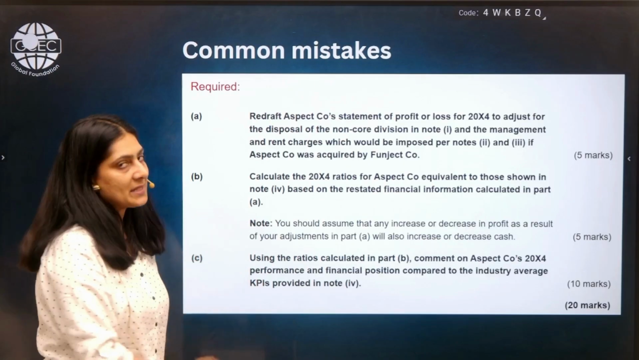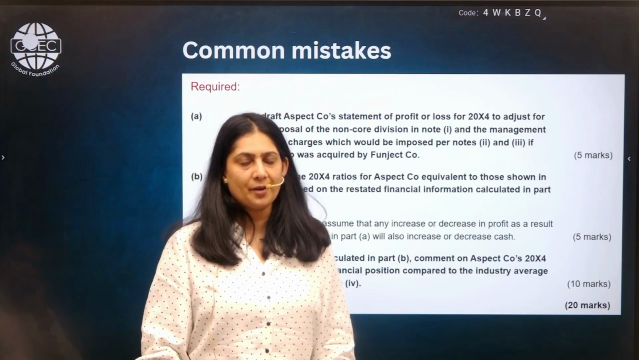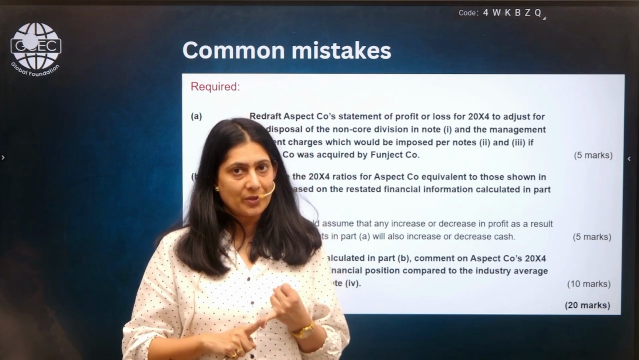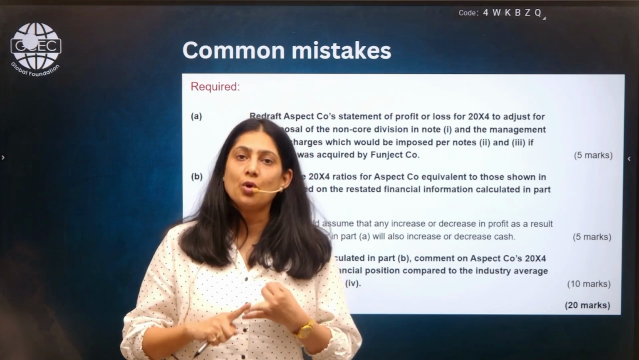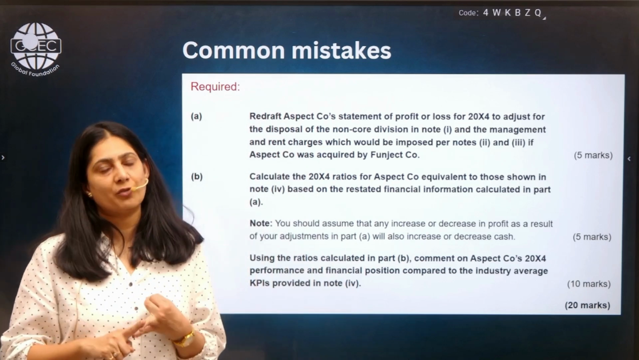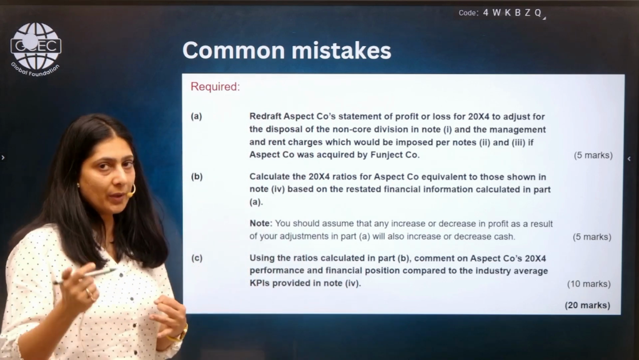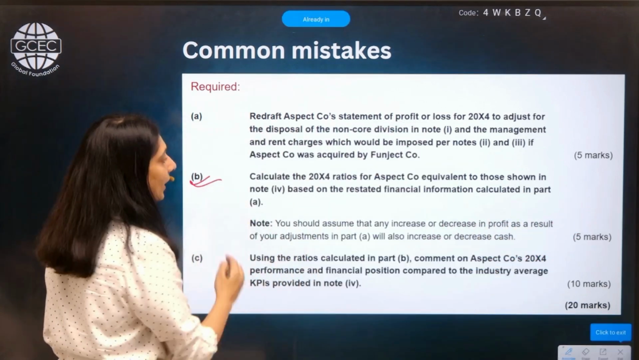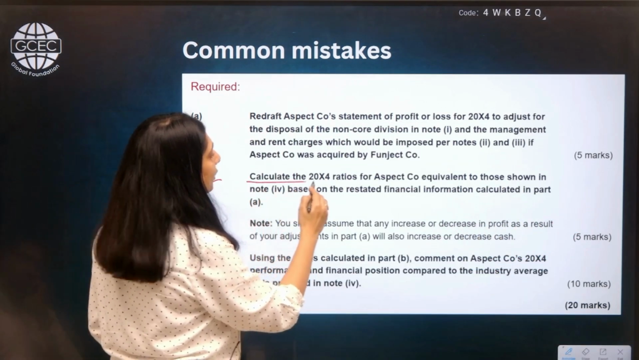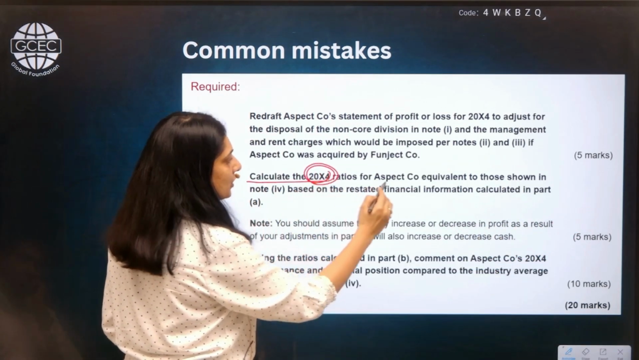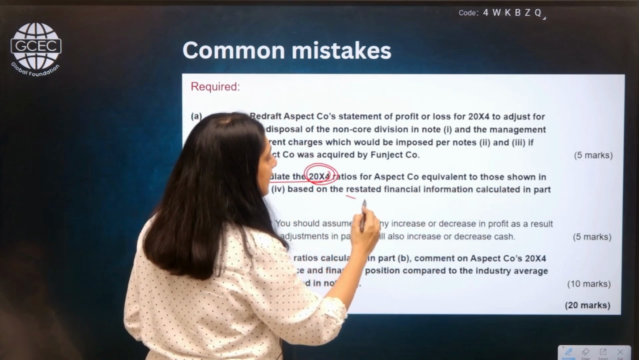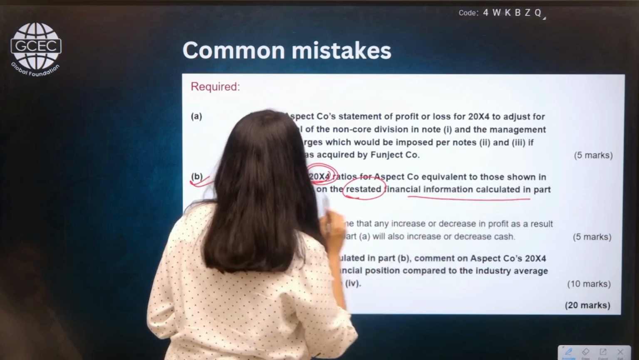Now the common mistakes which people make in ACCA FR is that they do not read the questions well. It is very important to read the questions well. And second, they do not practice the questions in the Excel format, right? So just giving you an example. For example, if you see question B, it talks about calculate the 2004 ratios for Aspect company equivalent to those shown in the note based on the restated financial information calculated in part A.